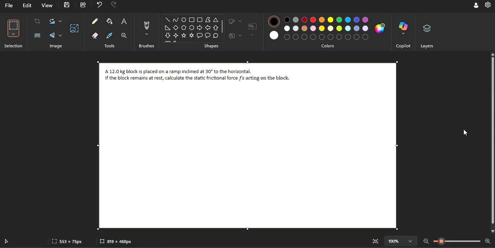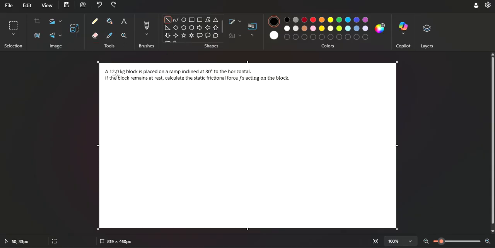We will be working on the second physics practice problem. We'll start off with reading the problem and underlining important parts. Here we can see that our problem is that a 12.0 kilogram block is placed on a ramp inclined at 30 degrees to the horizontal.